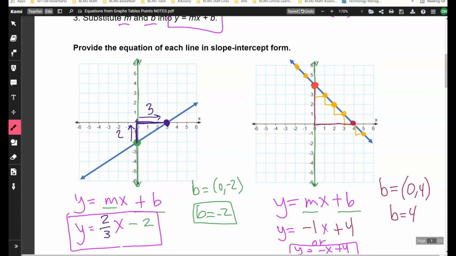So if my y-intercept is a positive 4, in my equation, I'm going to add 4 at the end since it's positive. Over here, we had a negative y-intercept, so that's why we subtracted. Here, I'm at a positive y-intercept. I'm above 0, so that's why it's a positive 4.